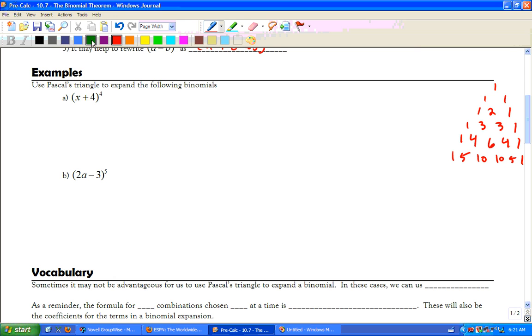Okay, first we're going to start with the coefficients. Because this is x plus 4 to the fourth, we're going to go to the fourth row of Pascal's triangle. Remember, it starts at row 0, so you go 0, 1, 2, 3, 4. And all I'm going to do is write the coefficients. I'm leaving a whole bunch of room in between those because we're going to fill them in with other terms.